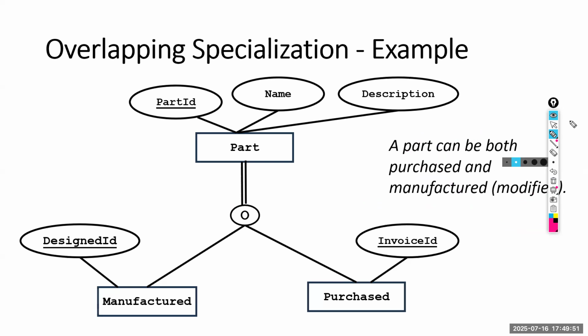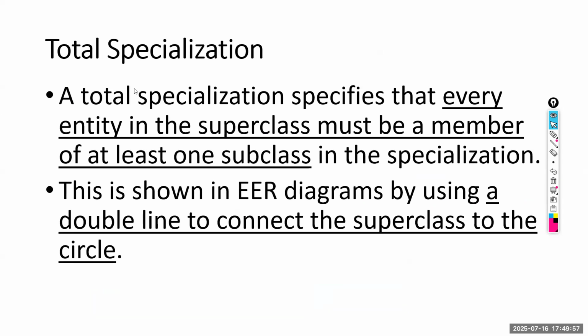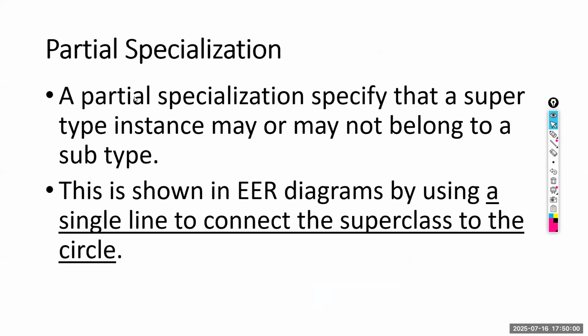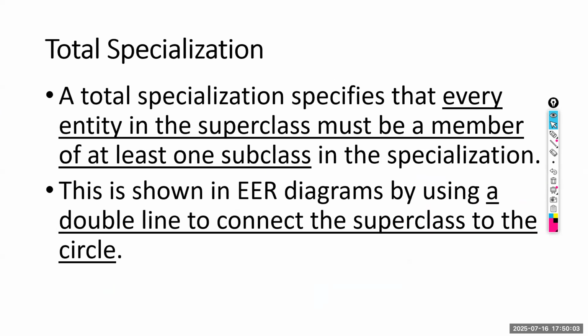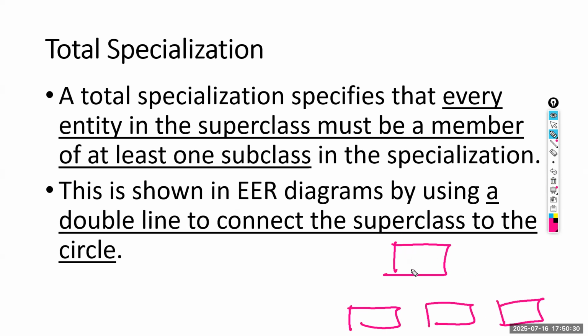Now we move on to our next concept. That is disjoint versus overlapping. Our next one is partial versus total. Total specialization, partial specialization. Okay. So you can't have both total and partial, just like you can't have both disjoint and overlapping. So total specialization means every entity in the superclass or supertype must be a member of at least one subtype. So whenever you have a supertype, it must be a member of at least one subtype. That means you can't have an entity which only belongs to the supertype, not to any of the subtypes.